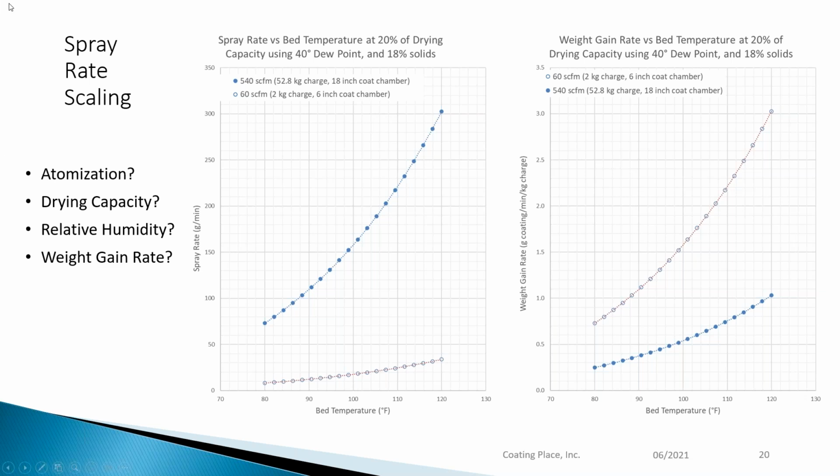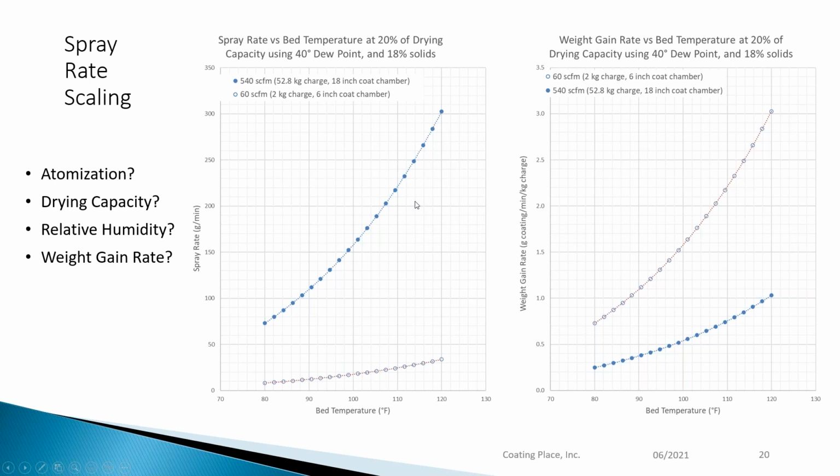But the graph on the left here shows spray rate versus bed temperature for 20% of drying capacity using 40-degree dew point process air at 18% solids. And thing to note here, the blue line is for an 18-inch chamber loaded with 52.8 kilograms of charge and using 540 SCFM of air. The lower line is 60 CFM of air in a 6-inch chamber and a 2-kilo charge. But these two conditions would match the drying capacity concern.